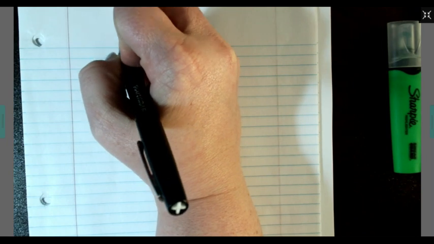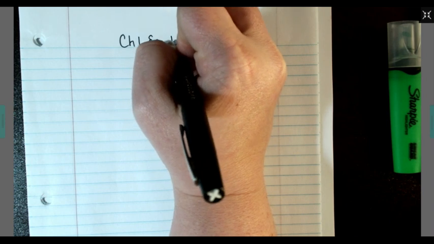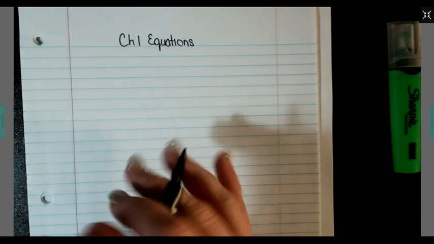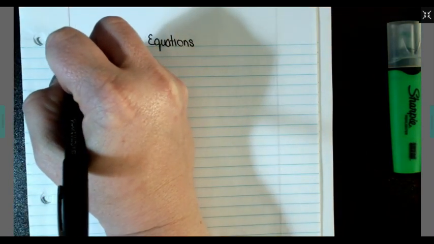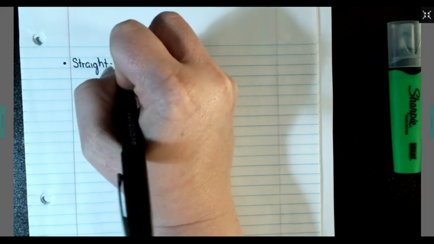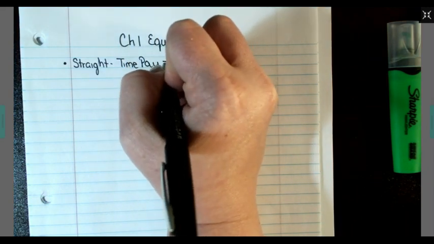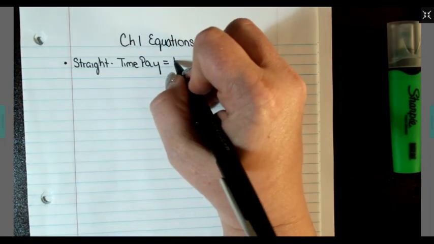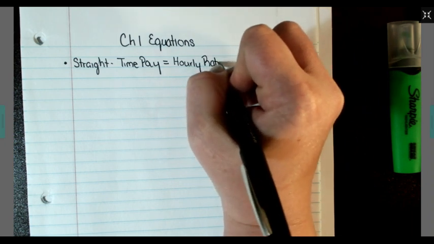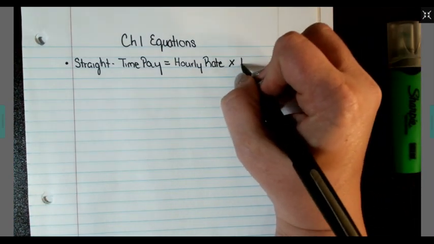Let's start it off. Chapter 1, Equations. The first equation you need to write down for today says straight time pay equals hourly rate times hours worked.